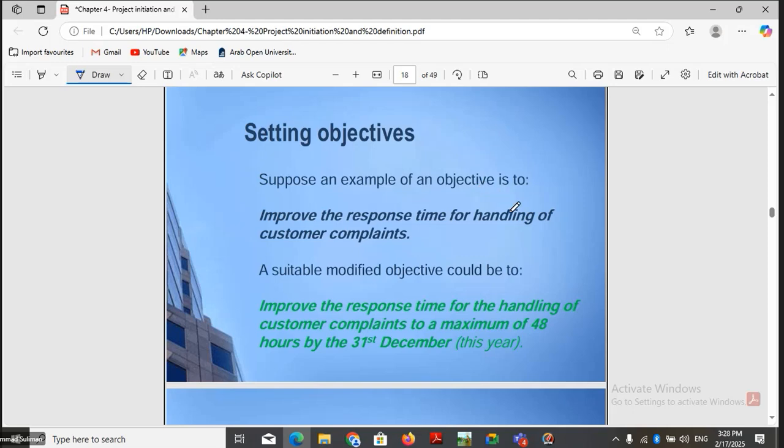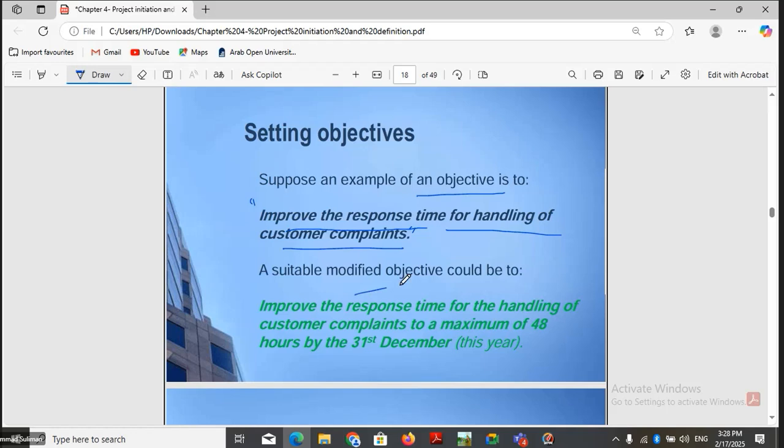For example, suppose we want an objective that is to improve the response time for handling customer complaints. Is it a SMART objective? We see here that improving the response time for handling customer complaints is an objective of a project. But here there are no time specifications, so there is no way to measure this objective.